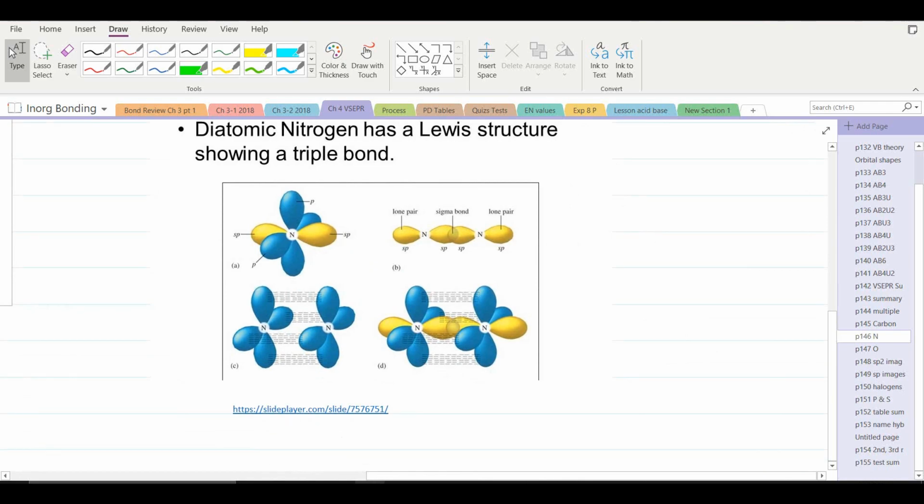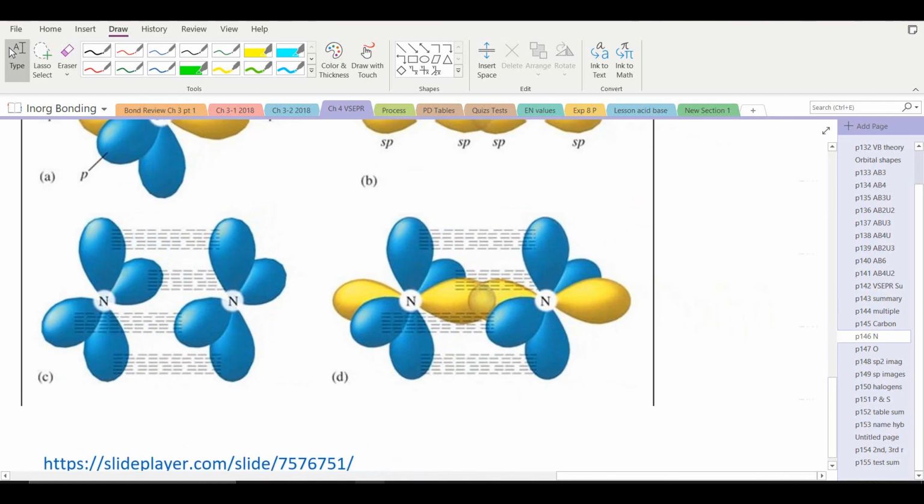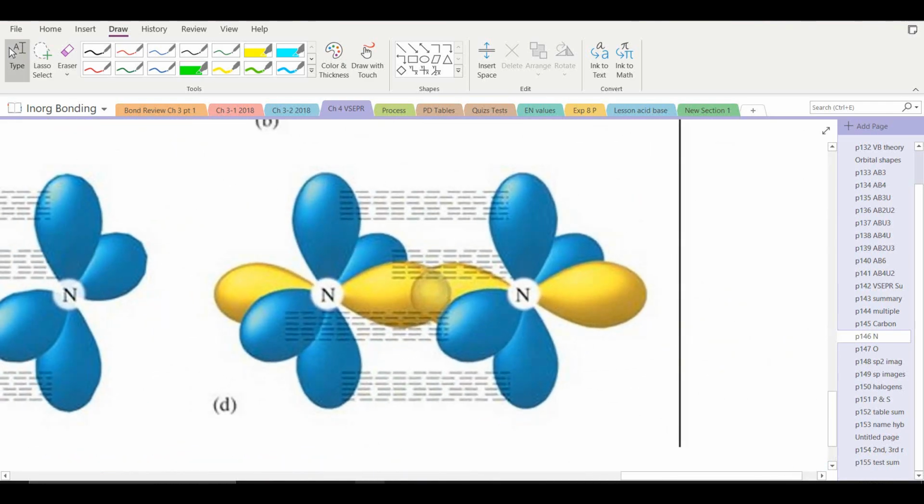Here's an image from the web showing the nitrogen molecule, N2. It has a non-bonded pair of electrons in an sp hybridized orbital, and then there's an overlap here, sp to sp. Then we have the pz orbital, and here's the py orbitals overlapping side to side. Clever atoms, aren't they? Look next at page 147.